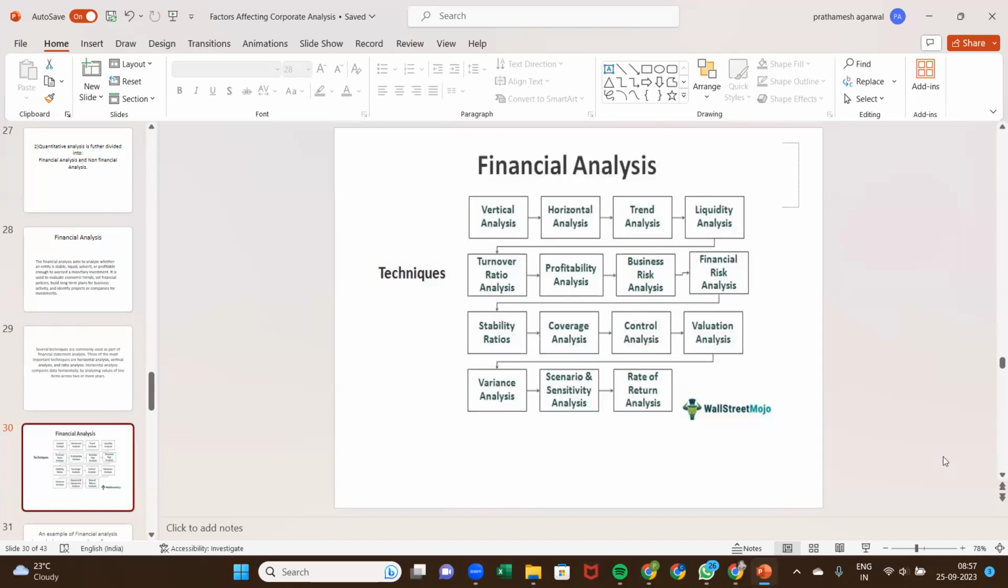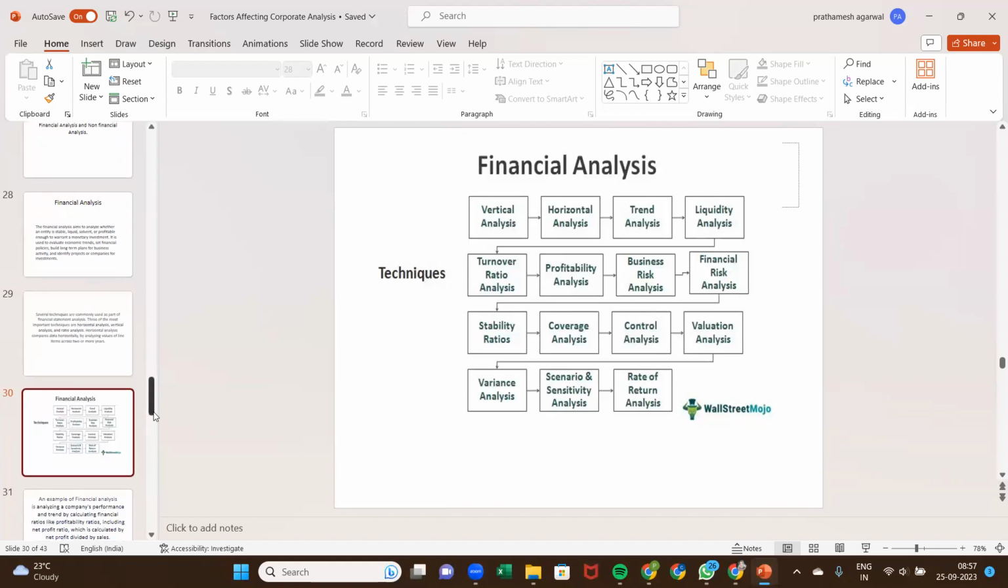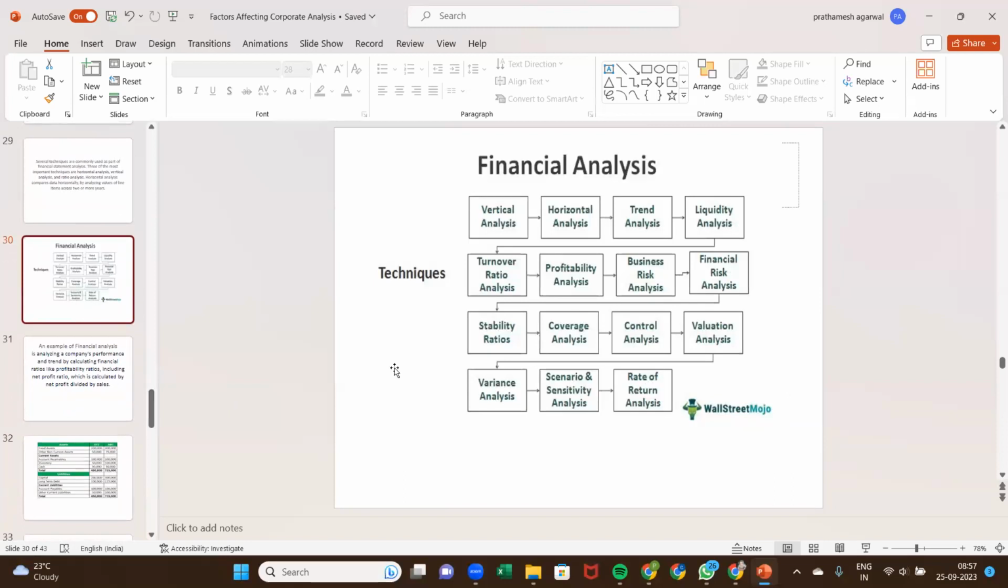I have taken this chart from the Wall Street Journal. You all know Wall Street, right? Valuation analysis, variance analysis, scenario and sensitivity analysis, and rate of return analysis. Even in your SIP, you can definitely refer to these journals. They're very helpful. They will tell you all the current scenarios of what is going on. Please go into the library. We do have these journals.